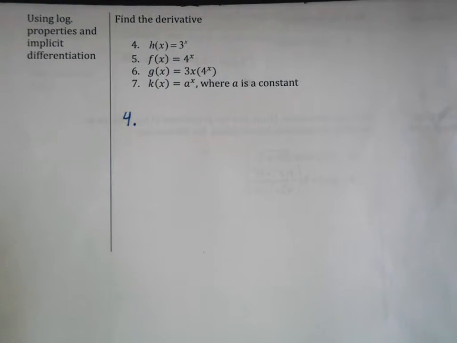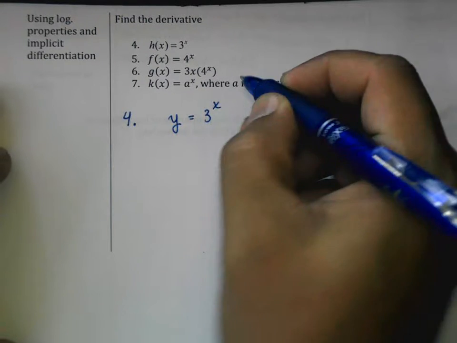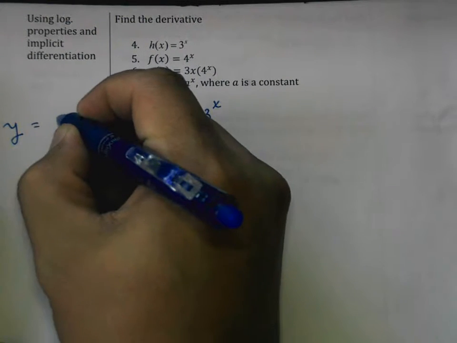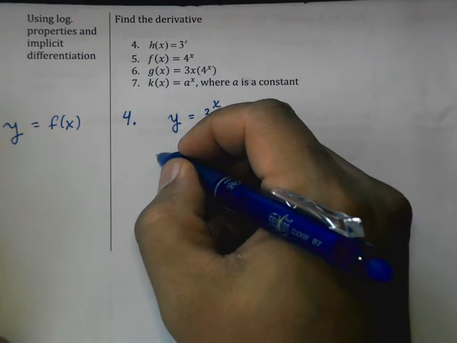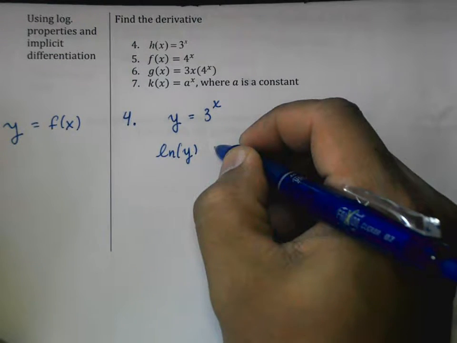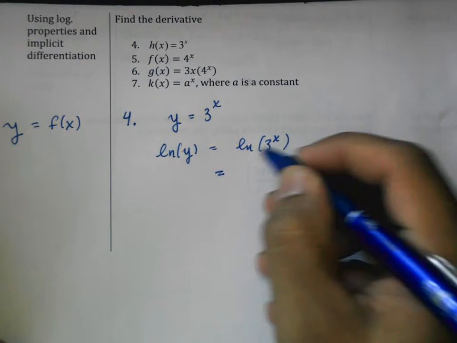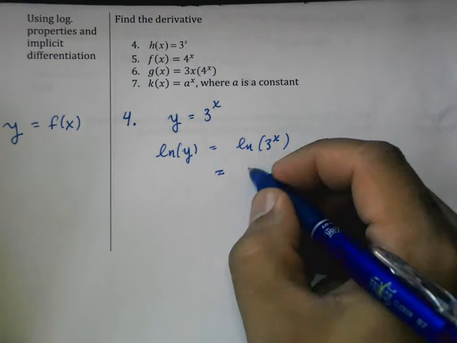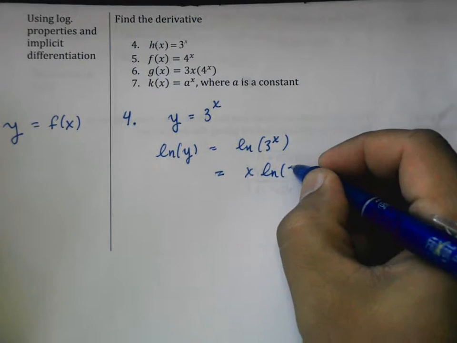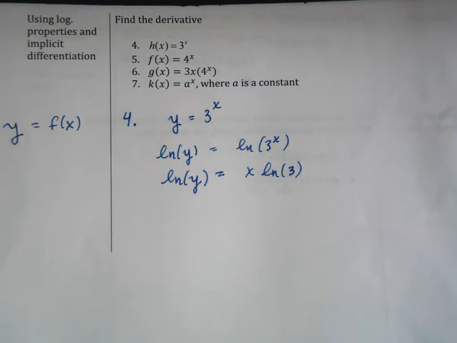So for number 4, instead of taking the derivative of h prime immediately, what I'm going to do is just rewrite this as y is equal to 3 to the x, just keeping in mind here that y is a function, okay, and that's going to matter when we go and take the derivative. Then I'm going to take the natural log of both sides. So what I can do then is apply the power rule of natural log and just pull the x down to the front. And on the right side here, I still have natural log of y.